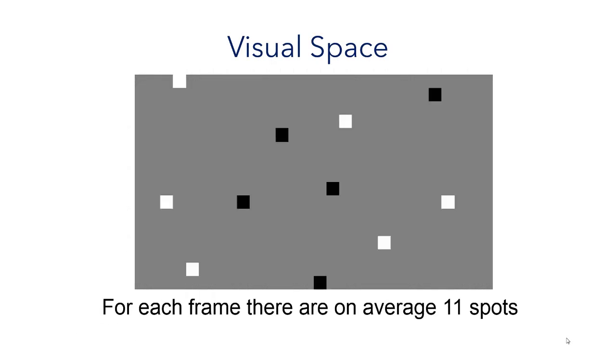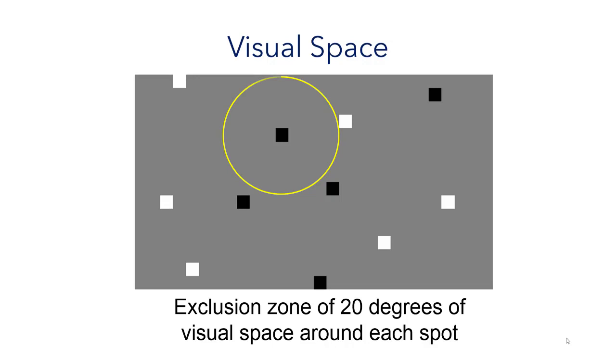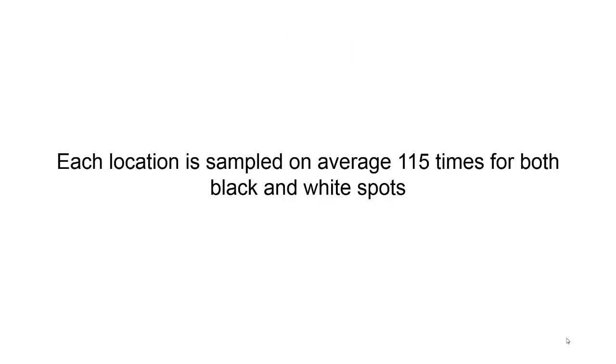However, to sample all of the possible locations sufficiently, which in our case is roughly 450 locations, can take a very long time. Because of this, we developed a modified version of this stimulus that we call the locally sparse noise. For this stimulus, we present multiple 4-degree spots, both white and black, at the same time, but we make sure that no two spots are located within 20 degrees of each other.